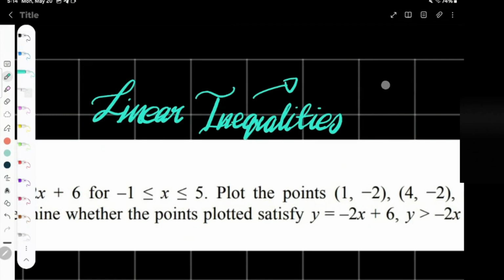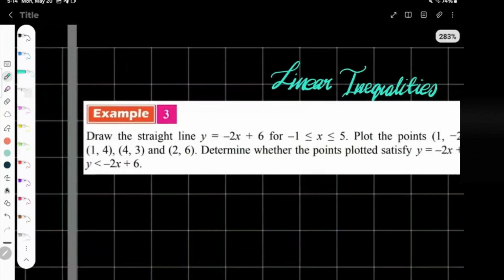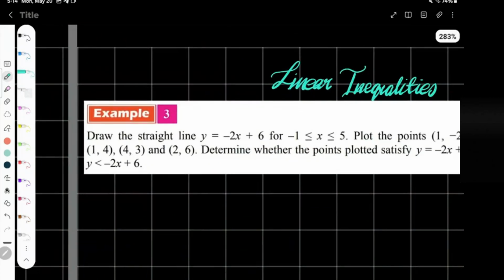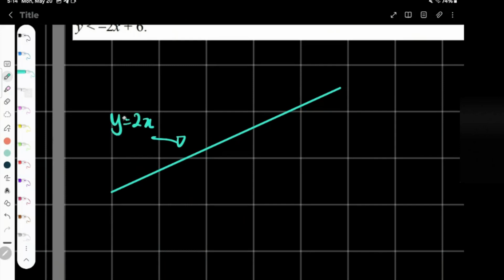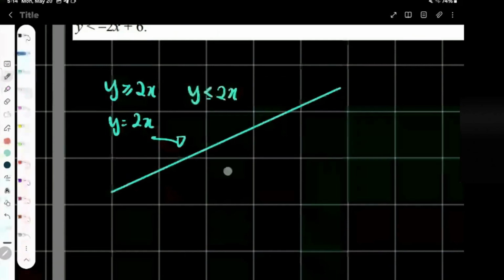We are going to learn how to create linear inequalities, just to make sure that you understand. First of all, if I were to draw a line, and let's say I call this y equals 2x. What if I said y is more than or equal to 2x? That means it is below the line. Very simple.